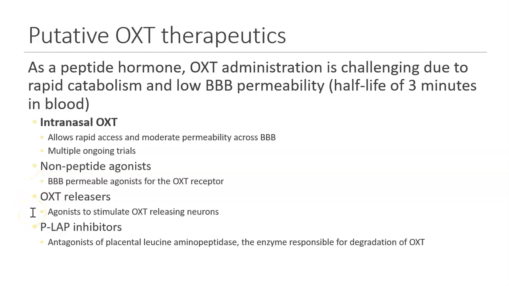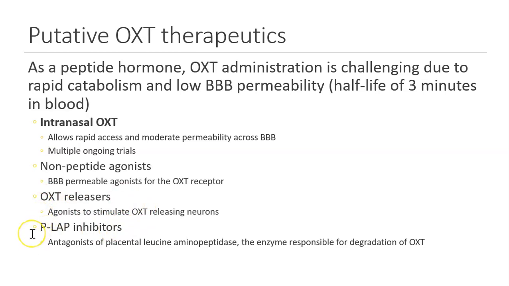Another therapeutic that's been developed is an oxytocin releaser. So this is an agonist to stimulate oxytocin-releasing neurons. So this is using the oxytocin your body already has, and it's simply just stimulating your body to produce and then release more oxytocin. So obviously that one's also pretty good because that way the oxytocin's already in the blood-brain barrier. You don't have to worry about that.